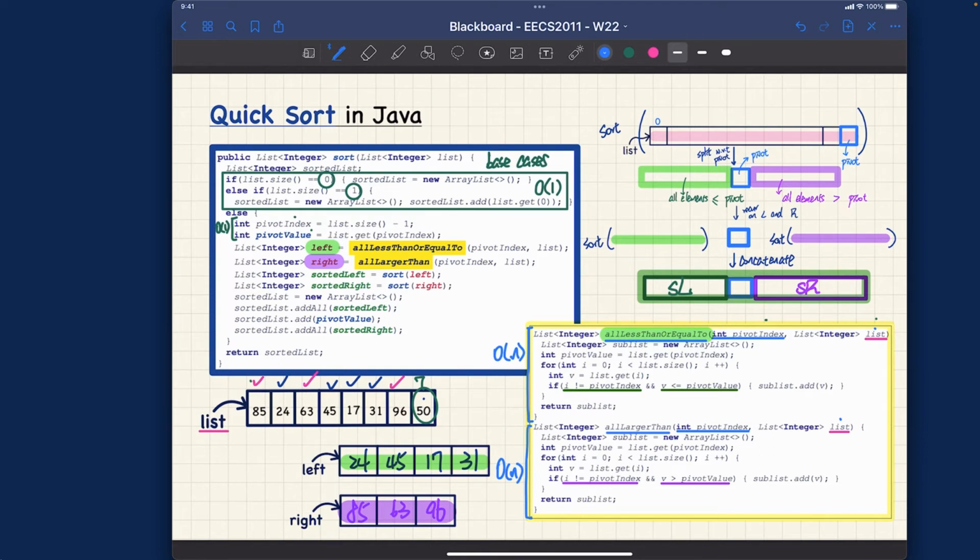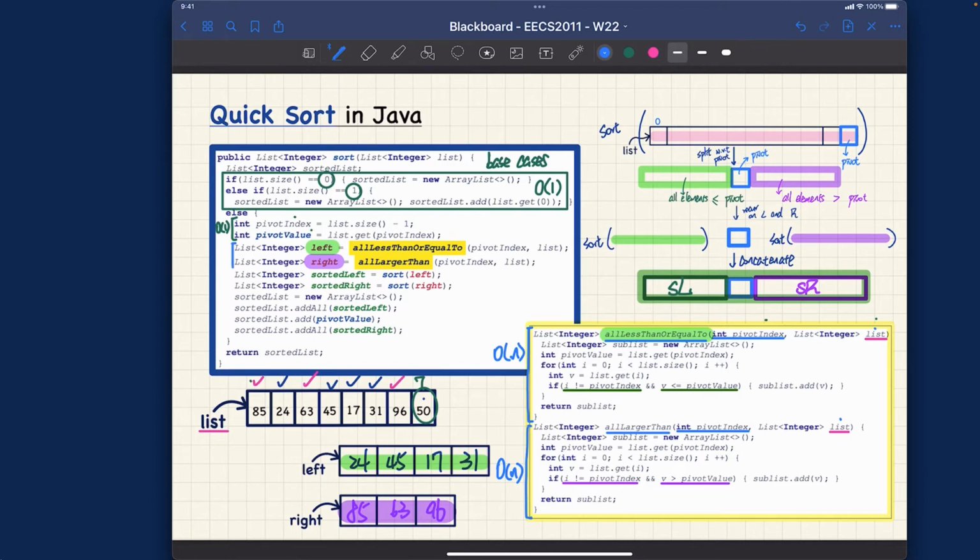Let's now go back. So you can think about this part over here, and this part over here, to get the left and right halves. Each one of them is going to take big O of n. Combining them together will also be linear. So big O of n over here. Maybe I can write a little bit better.